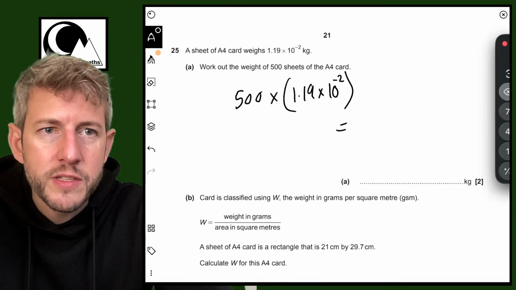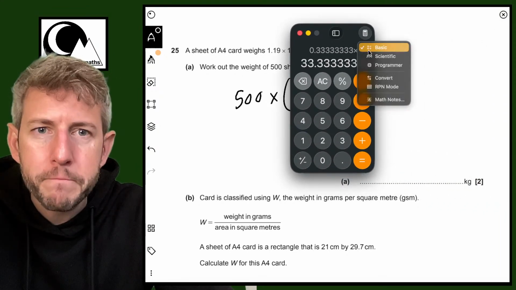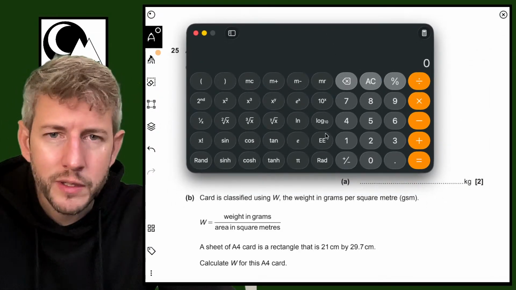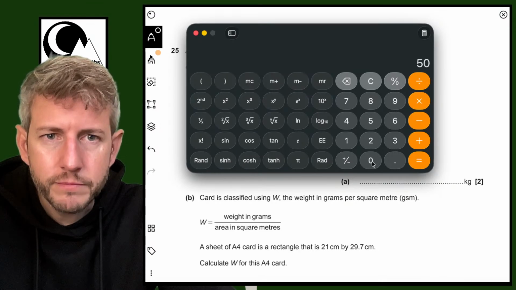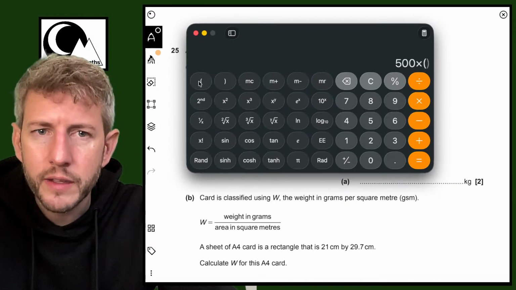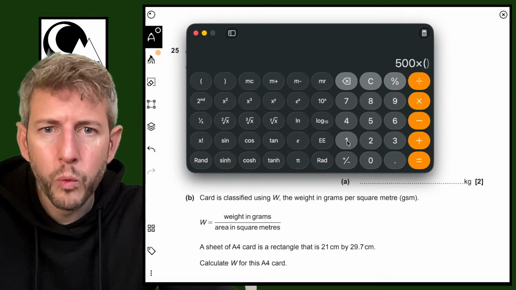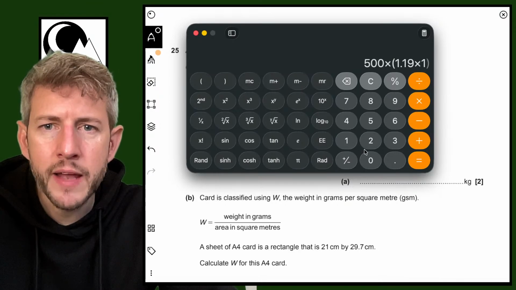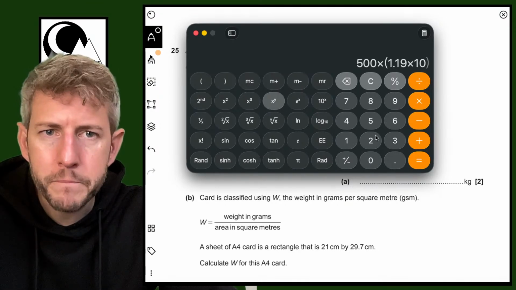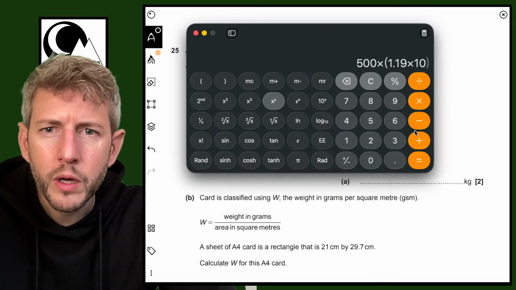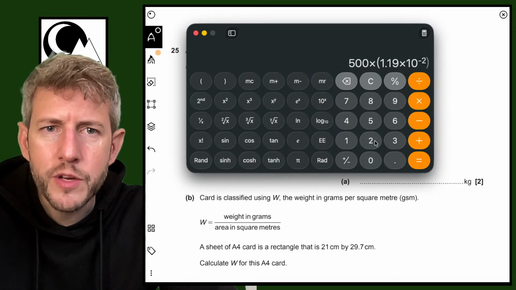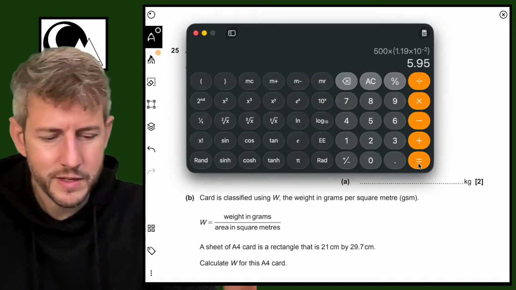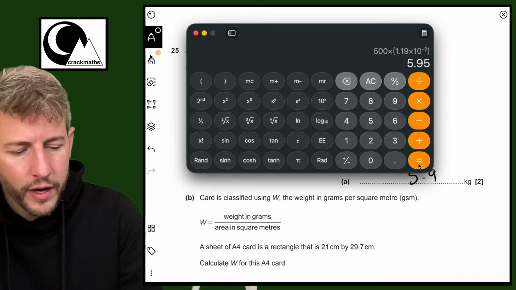Okay, and we can do this all on your calculator using the scientific functions. So let's have a look at what that will look like here. So scientific calculator. So here we go. We have got 500 multiplied by 1.19 times 10 to the power of minus 2. And then close the power like that. And this should give us the answer. There we go. 5.95 kg.